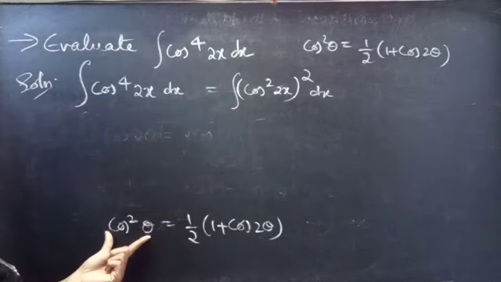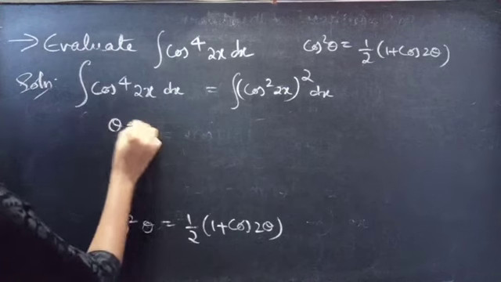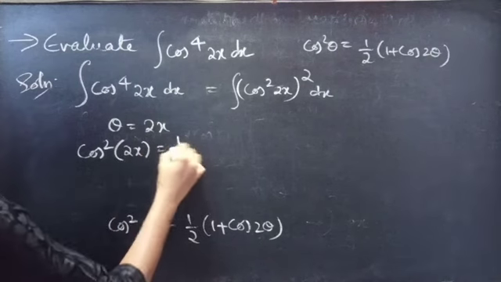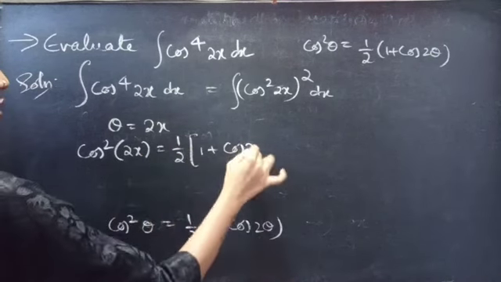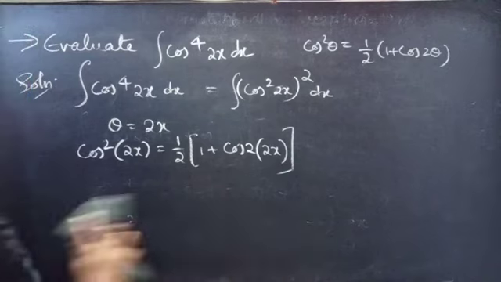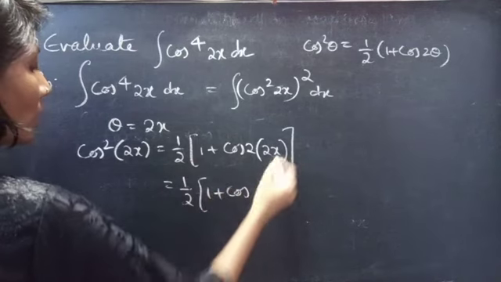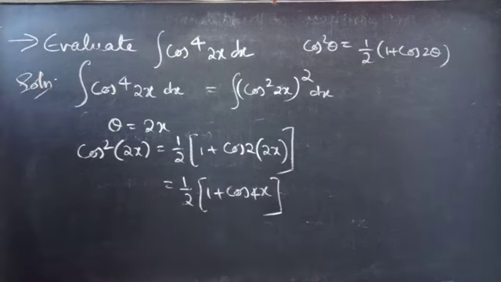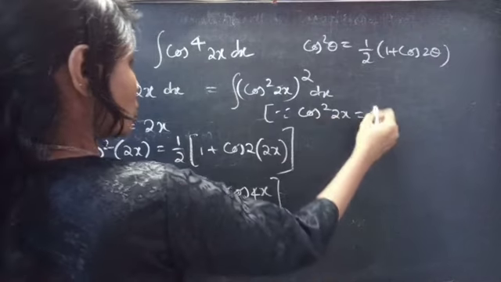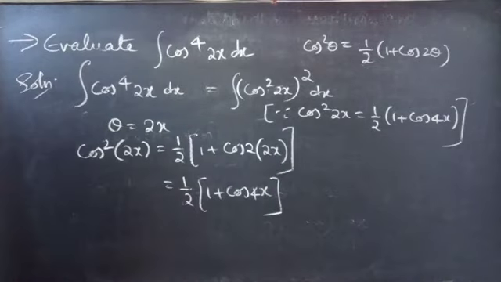Now, just compare this cos^2 theta with the integrand in brackets, cos^2 2x. Then for theta equals 2x, just replace theta by 2x, we get cos^2 2x equals 1 by 2 into (1 plus cos 2 into 2x), which becomes 1 by 2 into (1 plus cos 4x), right? Since cos^2 2x equals 1 by 2 into (1 plus cos 4x), now we can replace cos^2 2x in the problem.